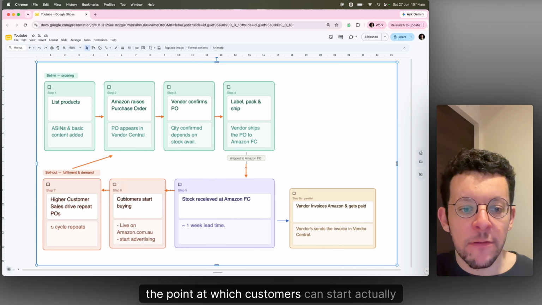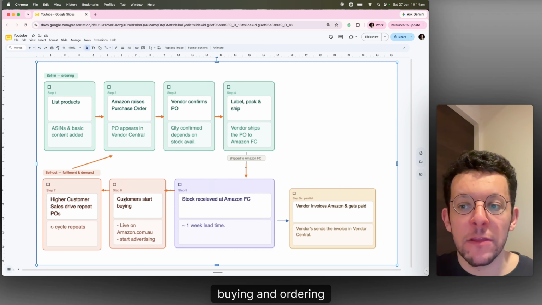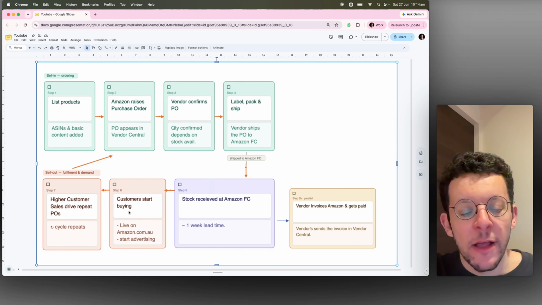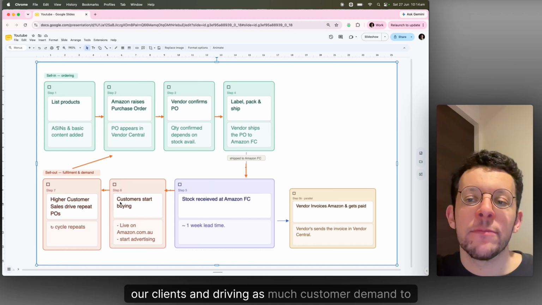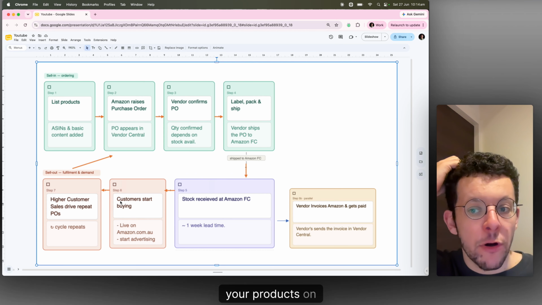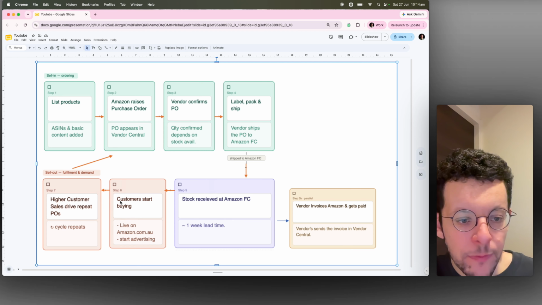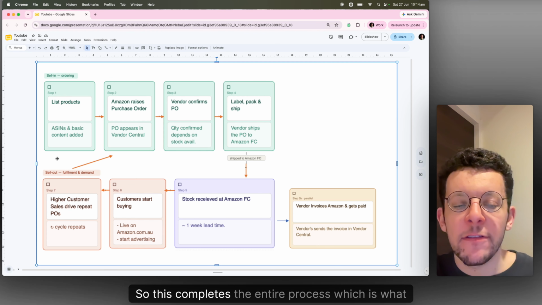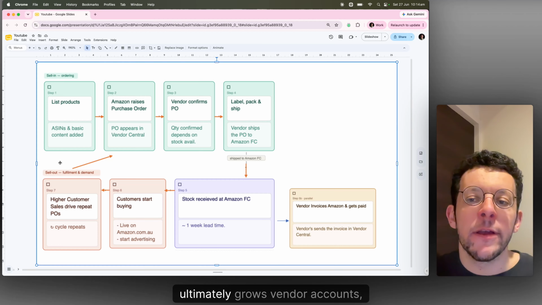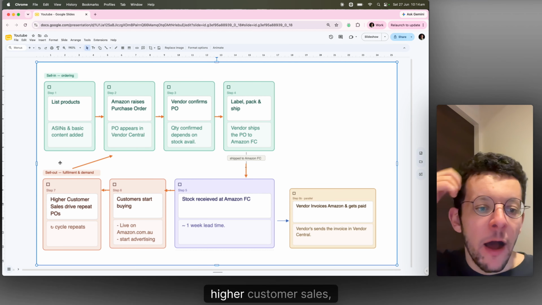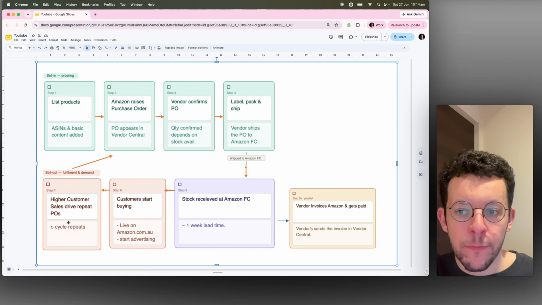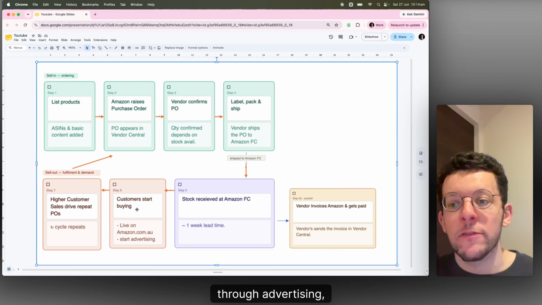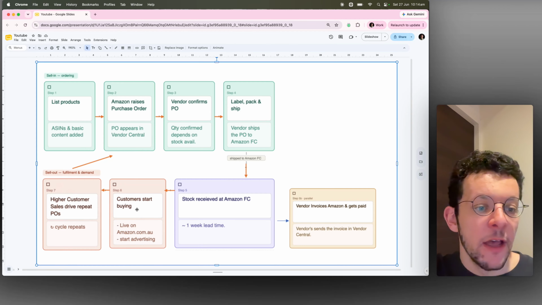The point at which customers can start actually buying and ordering your products. And here, this is where we start advertising for our clients and driving as much customer demand to your products on Amazon. And then step 7, this is the flywheel. So this completes the entire process, which is what ultimately grows vendor accounts. Higher customer sales, which are a flow-on effect from step 6, so higher customer sales through advertising, through other organic means.